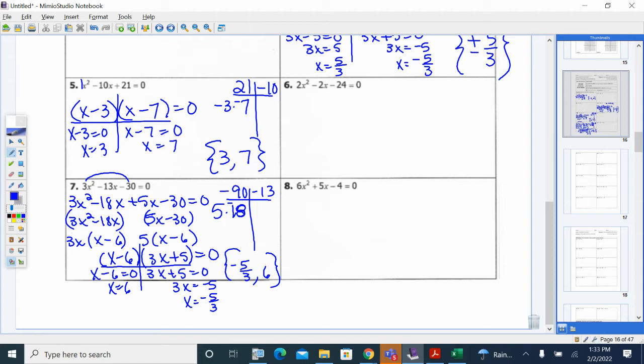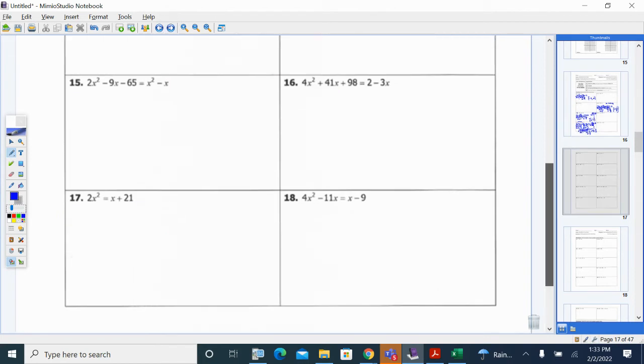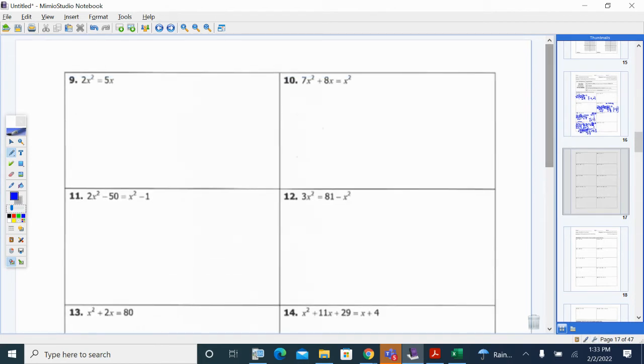Let's jump to number 10. Number 10 says 7x squared plus 8x is equal to x squared. So we've got stuff on both sides. I don't see a 0, so I need to fix that. I'm going to subtract the x squared from both sides.